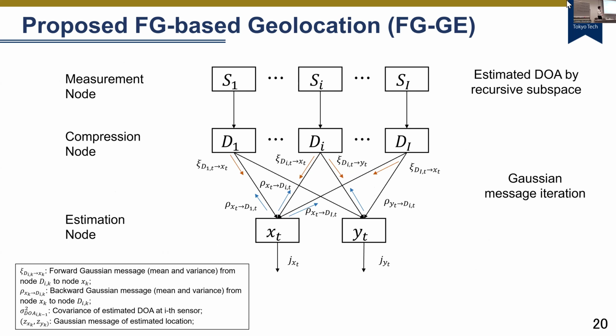So first we can input the estimated DOA by the recursive subspace technique, and then we can conduct the iteration process between the compression node and the estimation node until convergence is achieved. Then we output the target position information. So this information is the fine estimate of the current position.